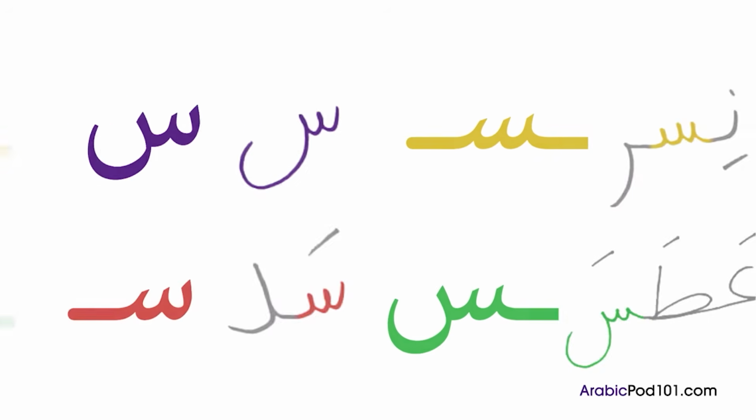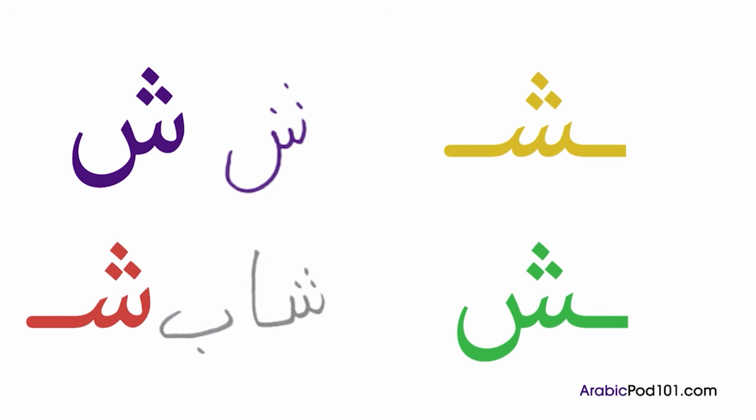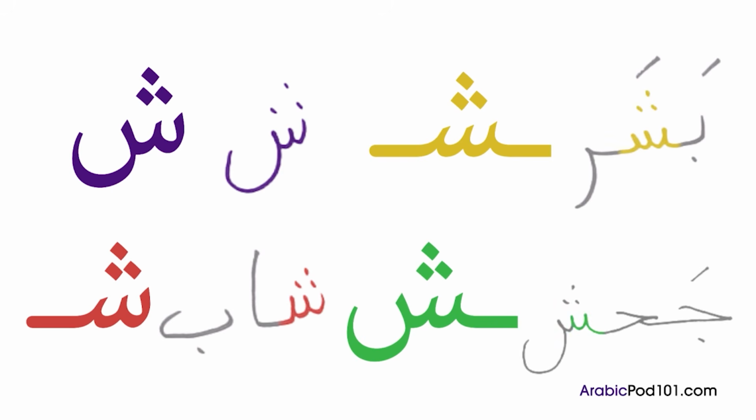Now let's review Shin. Isolated, initial, medial, final. That's it for lesson 7. Now on to lesson 8's letters.